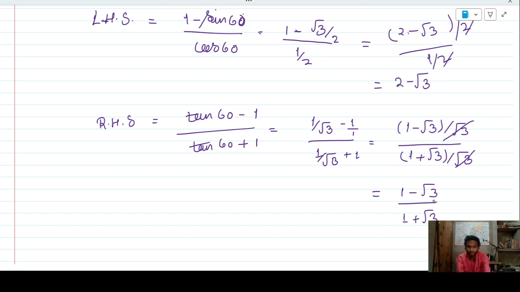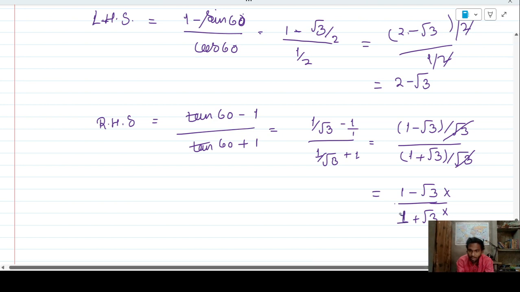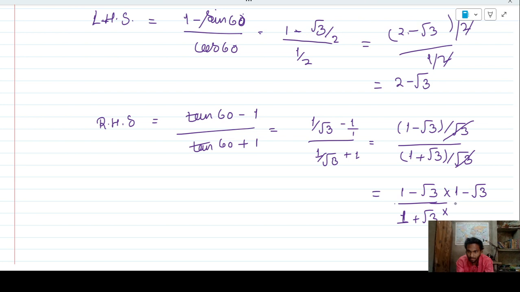Solve it by rationalization: change the sign in the denominator and multiply both numerator and denominator, because we eliminate the root in the denominator. When a root comes out in the denominator, we solve by changing the sign of the denominator function and multiplying numerator and denominator. 1 minus root 3 upon 1 minus root 3.